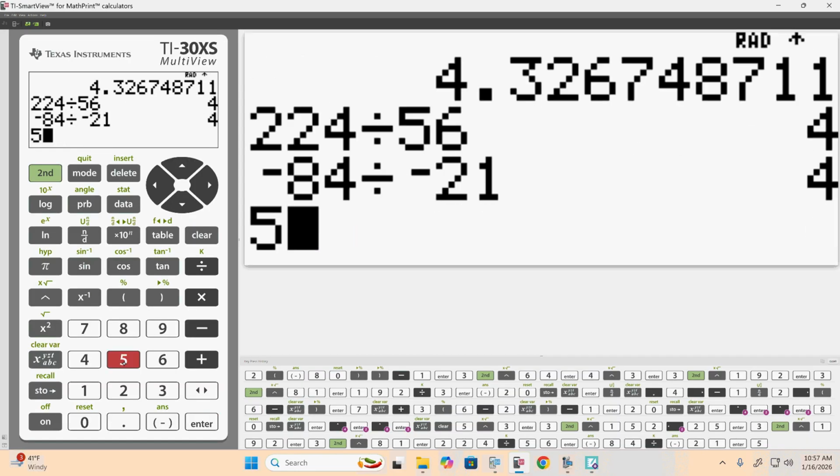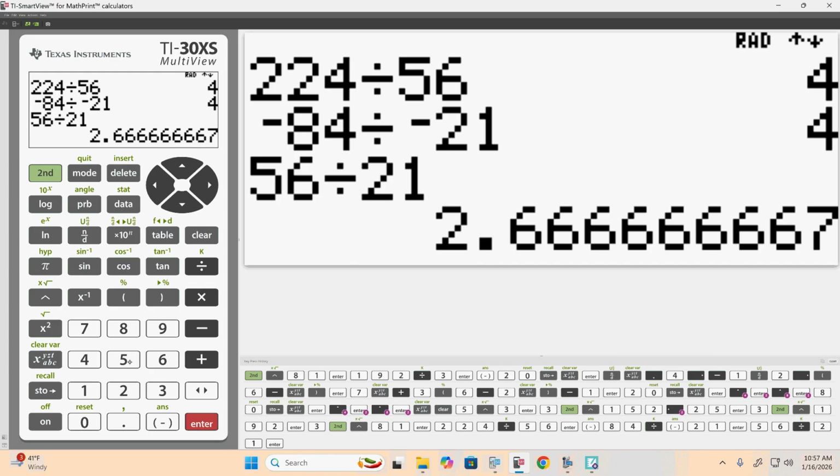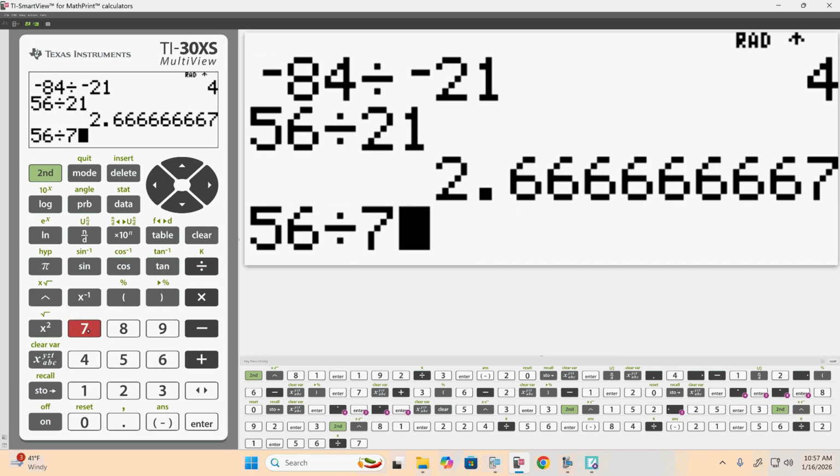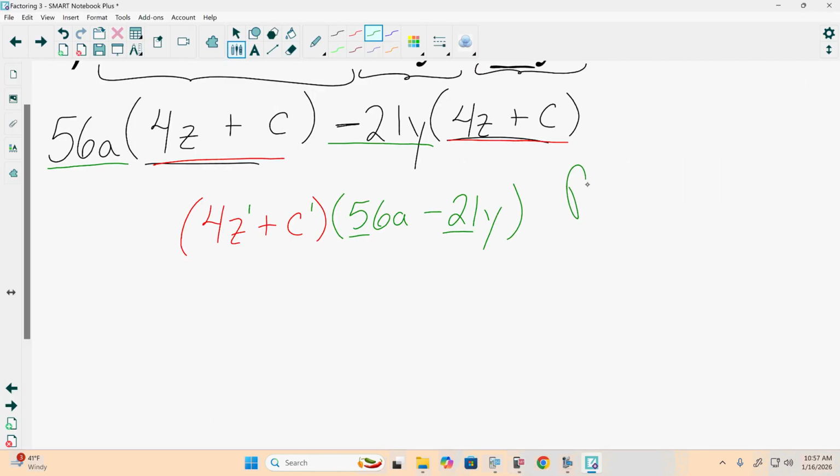So I just take 56 and see if we can divide it by 21. No. 56 divided by 7, 8. So this is, again, factored, but we would not consider it to be completely factored. We have to factor a 7 out. We have to remove a 7 from both of those terms.